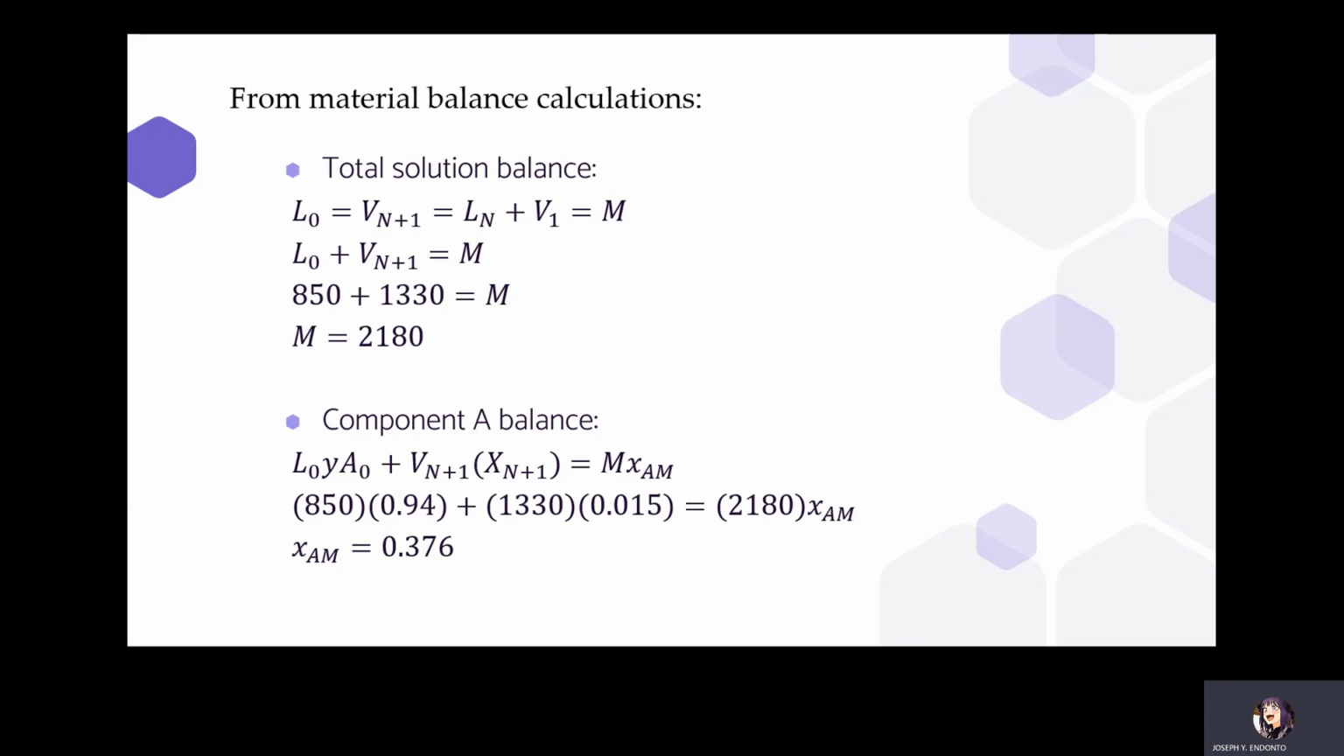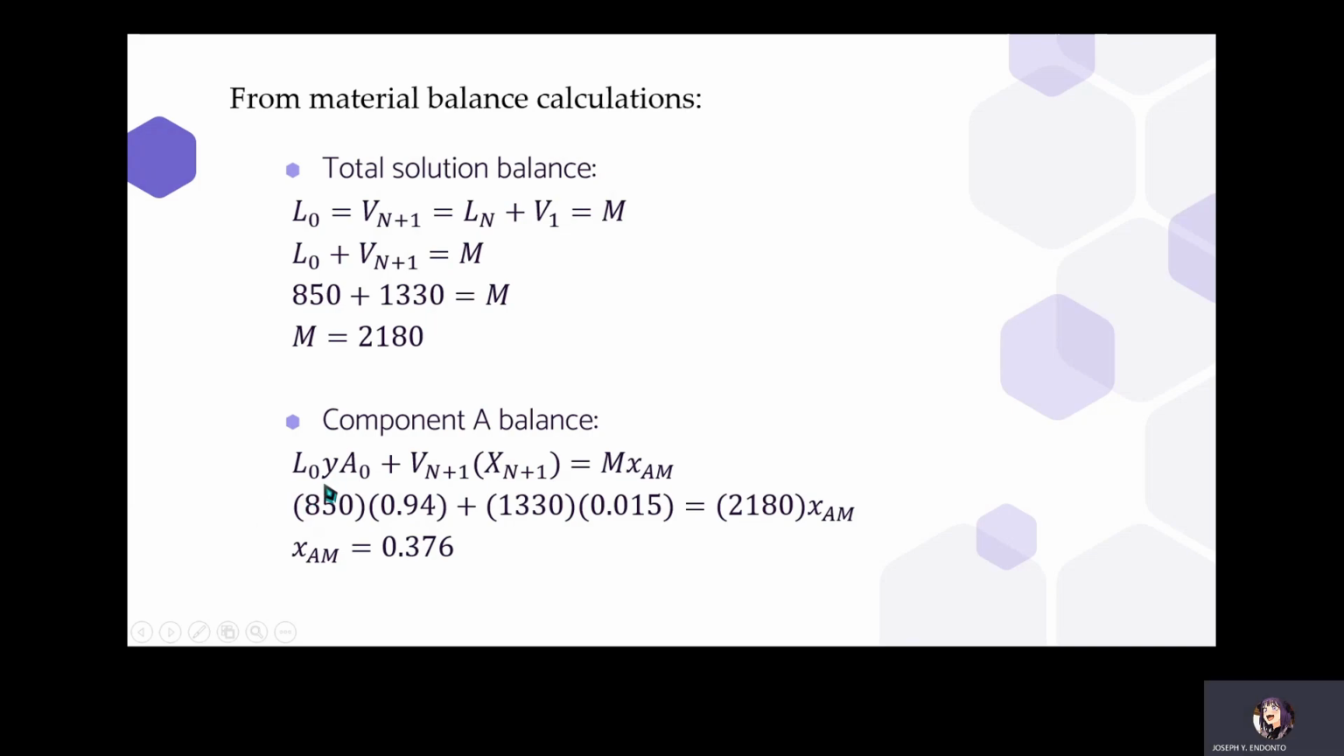So L sub 0 plus V sub n plus 1 is equal to L sub n plus V sub 1, which is equal to m. By deriving this formula, we arrive at L sub 0 plus V sub n plus 1 is equal to m. We know that the value of L sub 0 is equal to 850 and the value of V sub n plus 1 is equal to 1330. To get the value of m, we add 850 plus 1330, so the value of m is equal to 2180.